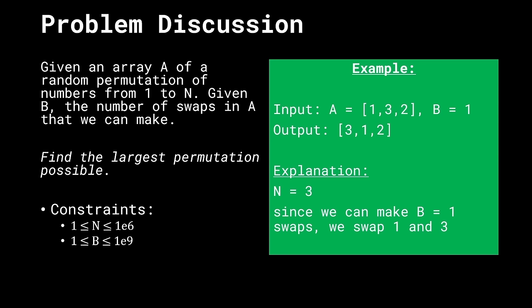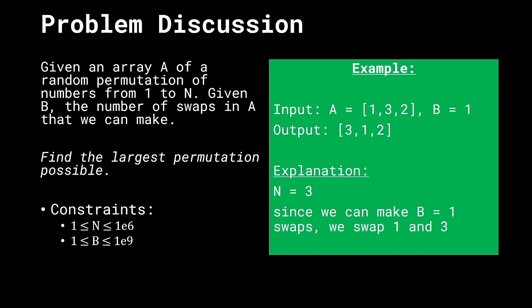The goal of this problem is to find the largest permutation possible. Let's take an example to understand this better. Let's say that the input is A equals 1 3 2 and B equals 1. Now in 1 3 2, we can already see that n equals 3, which is there are 3 total elements ranging from 1 to 3, both inclusive. And B equals 1, which means that we can make one swap inside of this array. We can pick any two integers once and make a swap between them.